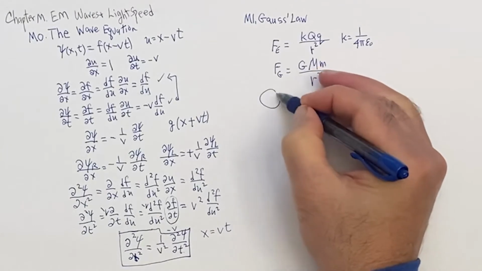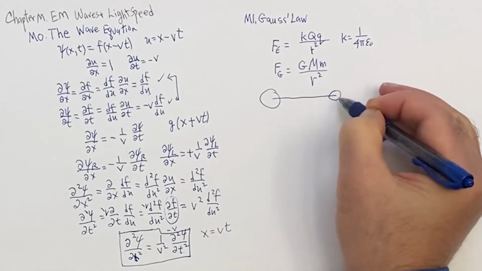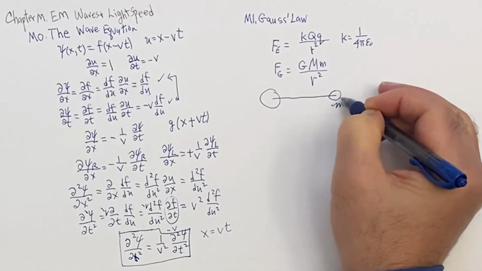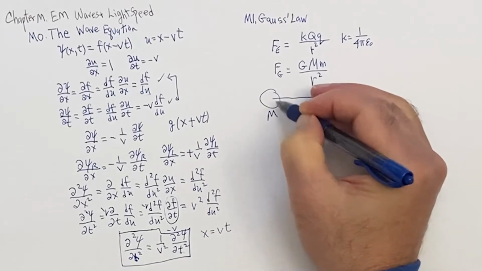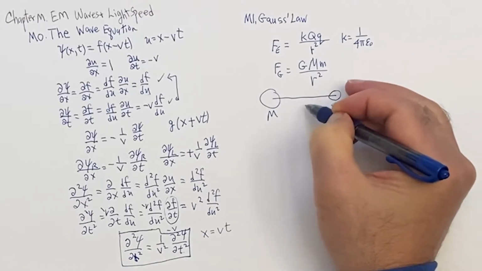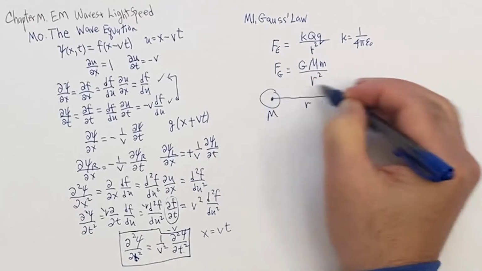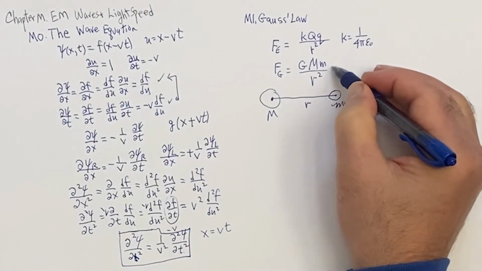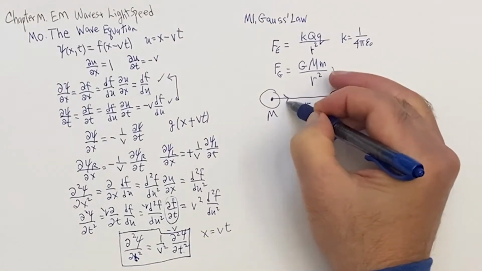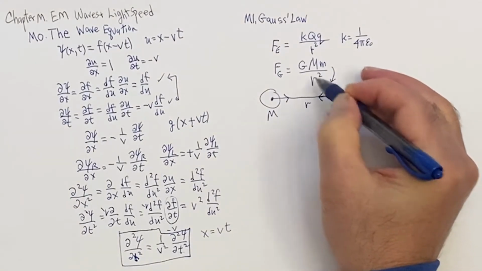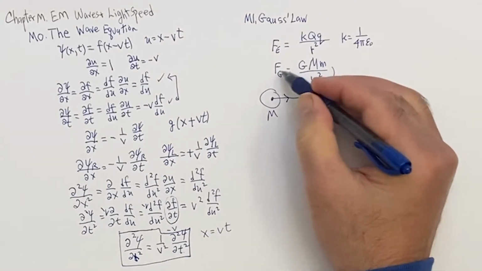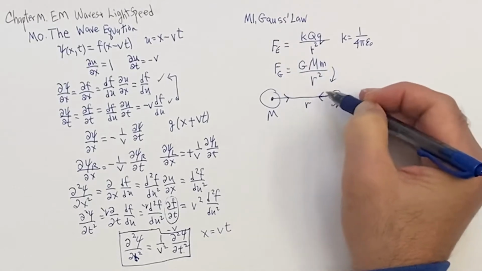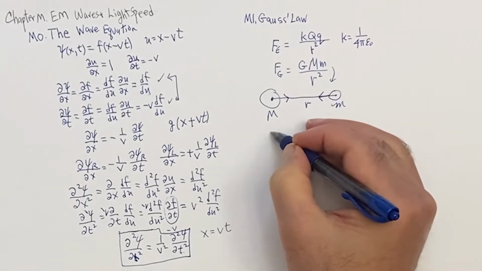So here you would have mass could be the moon, and this is the earth, or this could be the sun, and this could be the earth. And r is the distance from the centers. And this is your force equation. And this is going to be attractive and equal and opposite, so the same force pulling on either body.